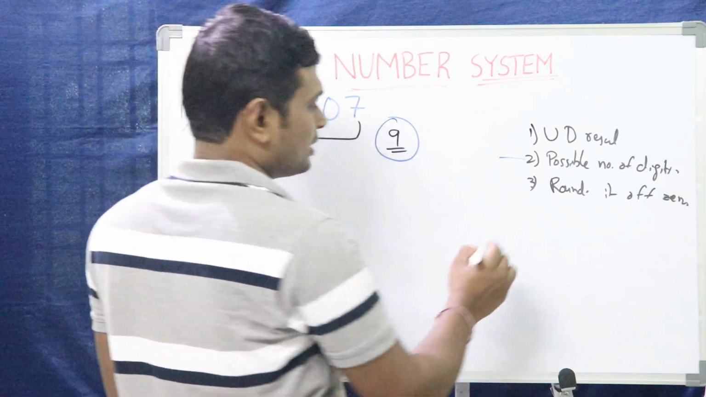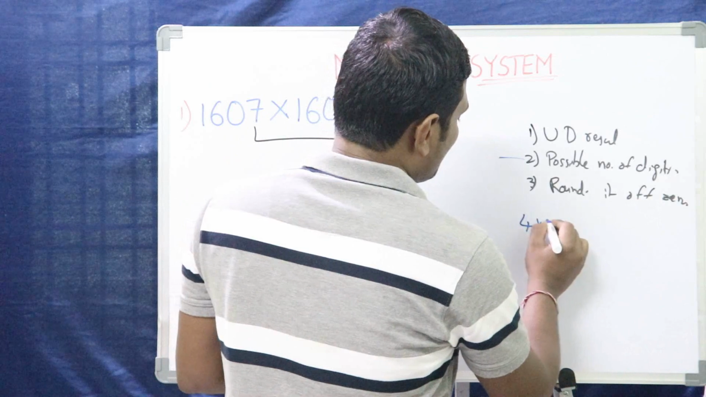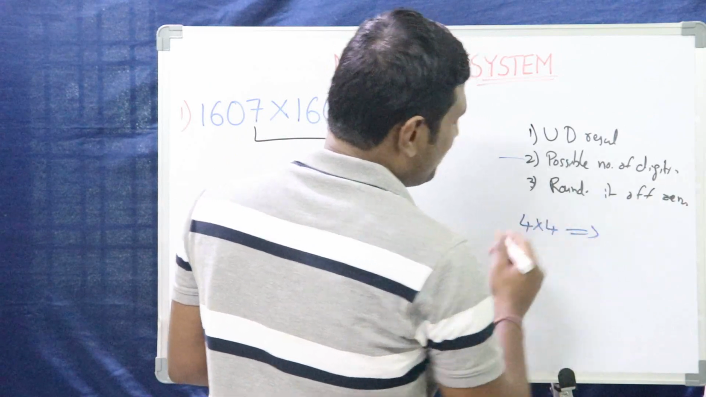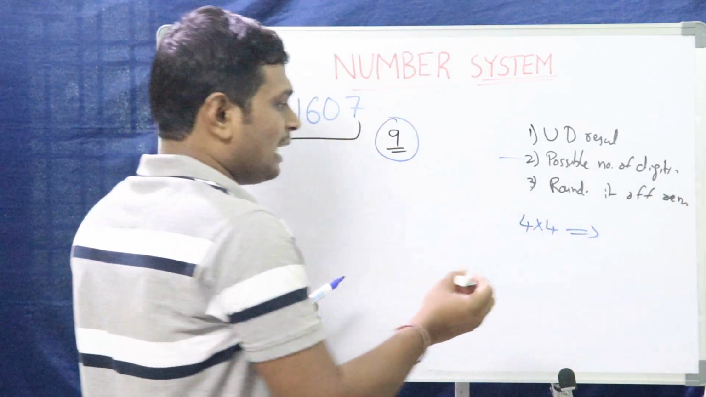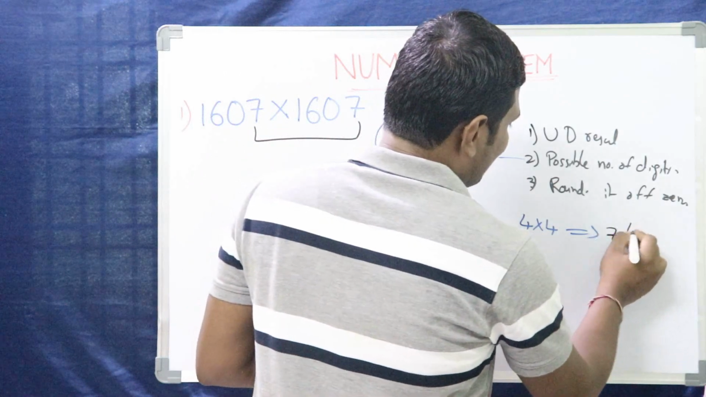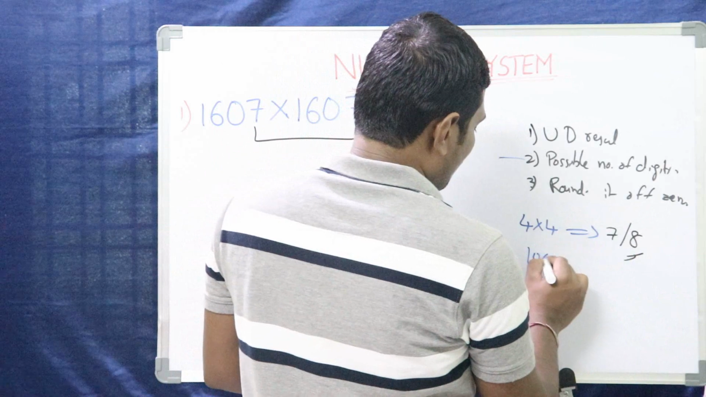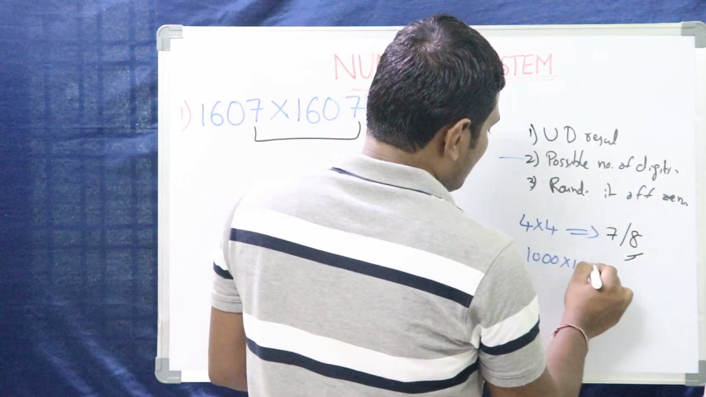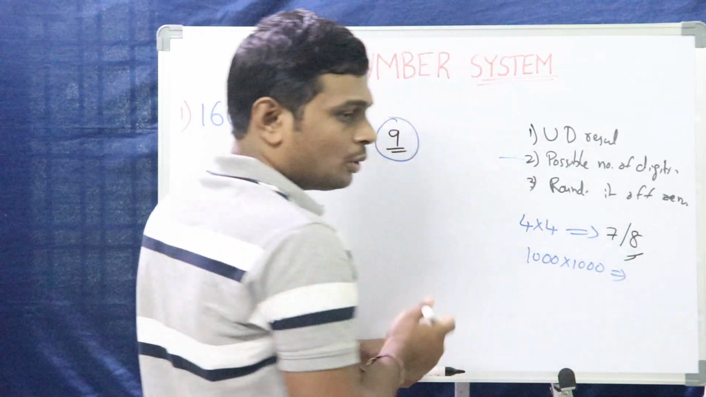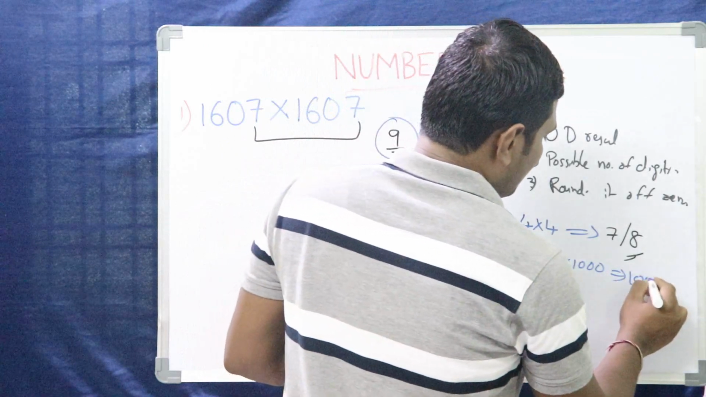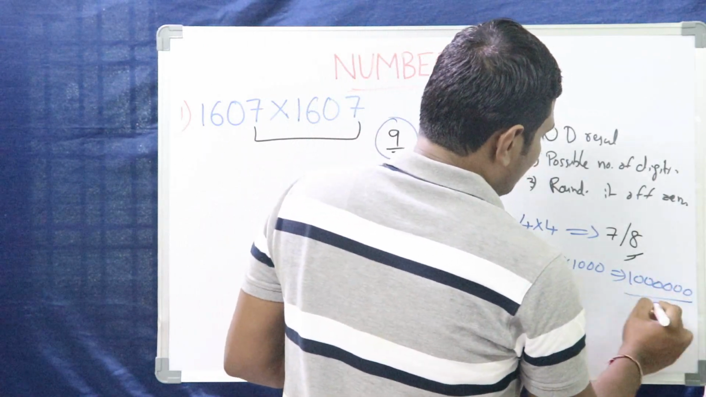What we are doing here is multiplying two 4-digit numbers. What would be the resultant? We will get either a 7-digit or an 8-digit number. Let me take an example of how we got this. What is the smallest 4-digit number? 1000, right? What would be the result? 6 zeros and 1, that is a 7-digit number.